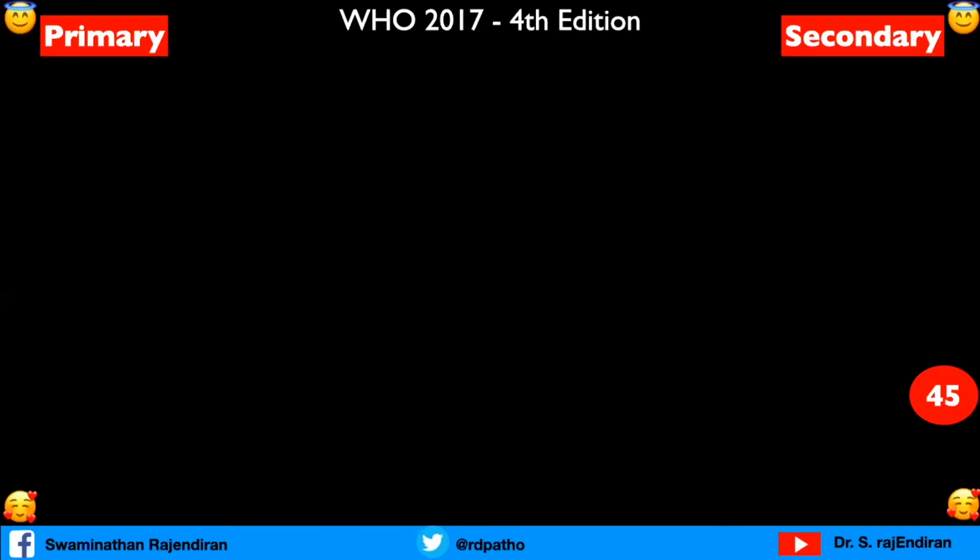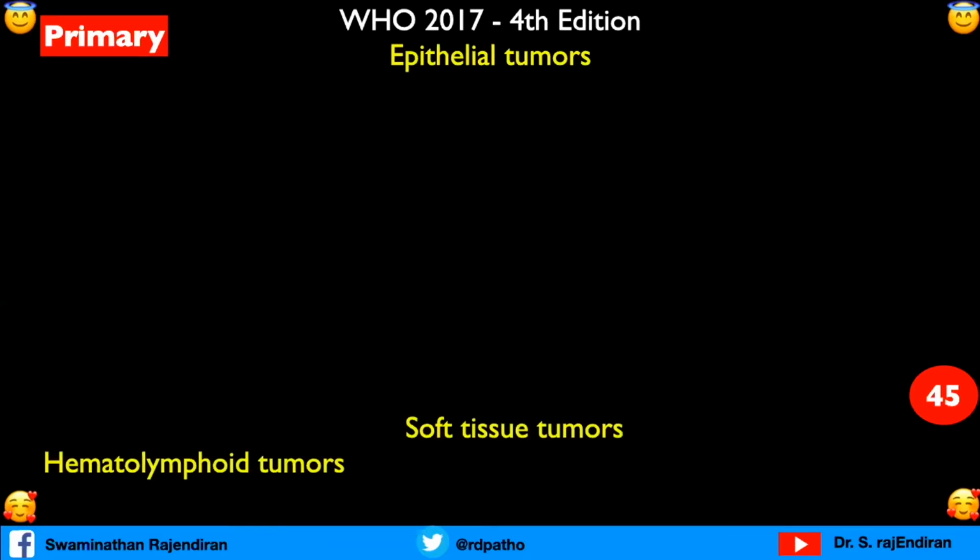And there are totally 45 tumors they identified or named in the 4th edition. Let us see what they are. Any tumor, first thing you have to see is whether they are primary or secondary. We are going to deal mainly with the primary. So the primary tumors should be divided into epithelial tumors, soft tissue tumors, and hematolymphoid tumors. These are all the 3 major divisions.